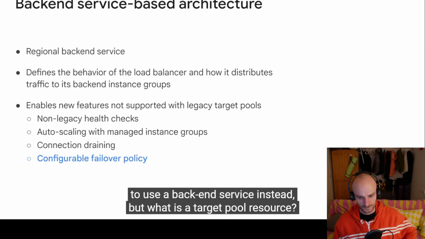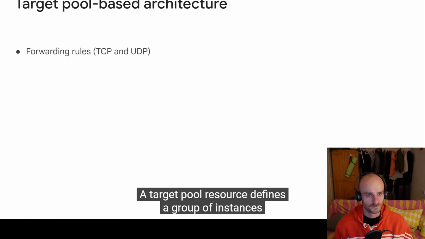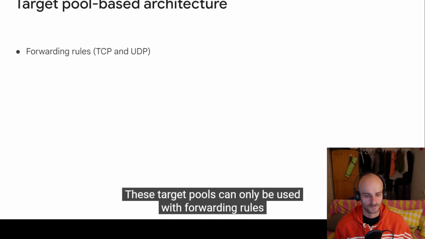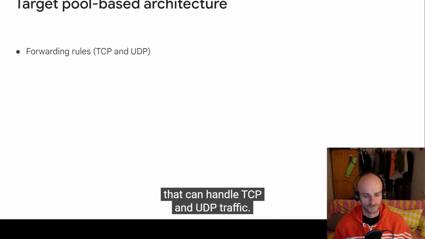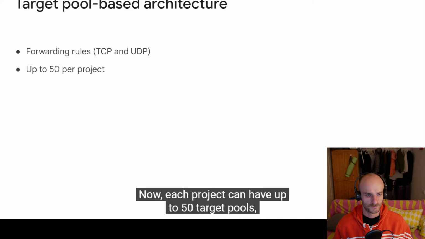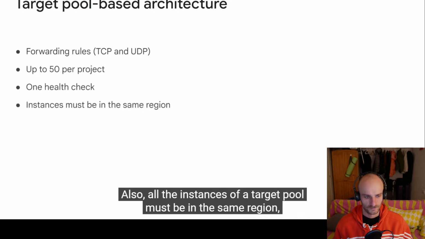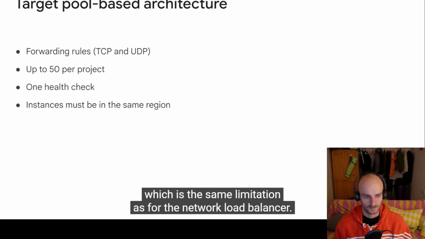But what is a target pool resource? A target pool resource defines a group of instances that receive incoming traffic from forwarding rules. When a forwarding rule directs traffic to a target pool, the load balancer picks an instance from these target pools based on a hash of the source IP and port and the destination IP and port. These target pools can only be used with forwarding rules that can handle TCP and UDP traffic. Now, each project can have up to 50 target pools, and each target pool can only have one health check. Also, all the instances of a target pool must be in the same region, which is the same limitation as for the network load balancer.